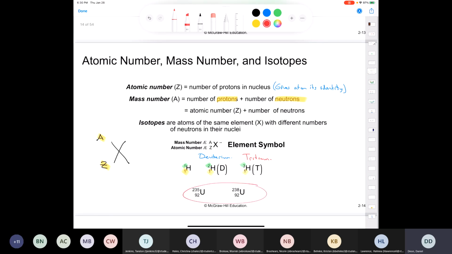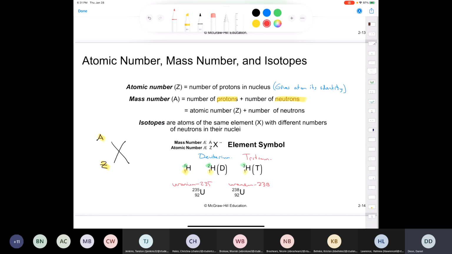Could anybody tell me what U stands for? Did anybody read through the entire periodic table and see what U stands for? Which element is U? Yeah, Anthony's got it. It's uranium, right? That means we have 2 isotopes of uranium represented here. We have uranium 235, and we have uranium 238.